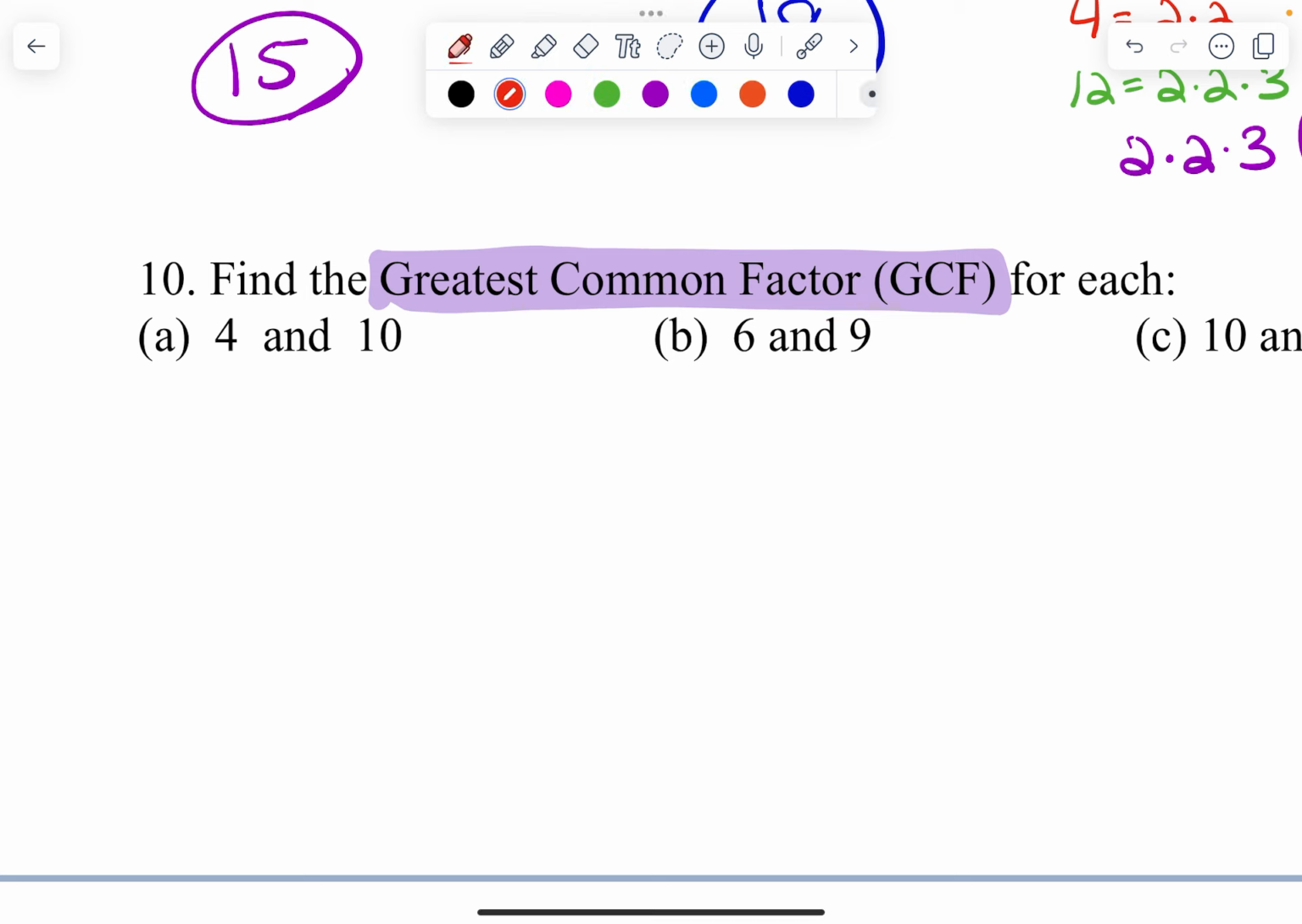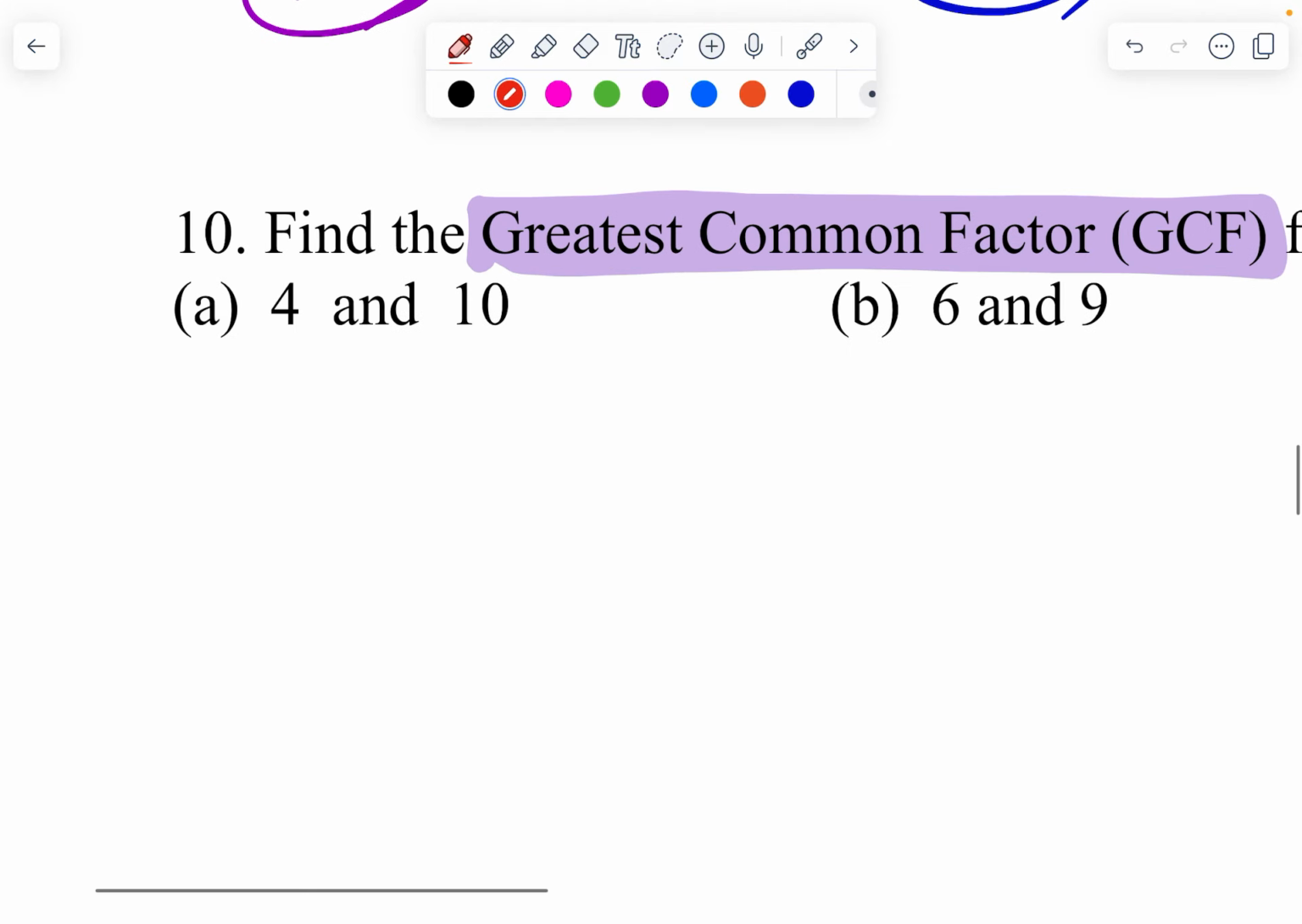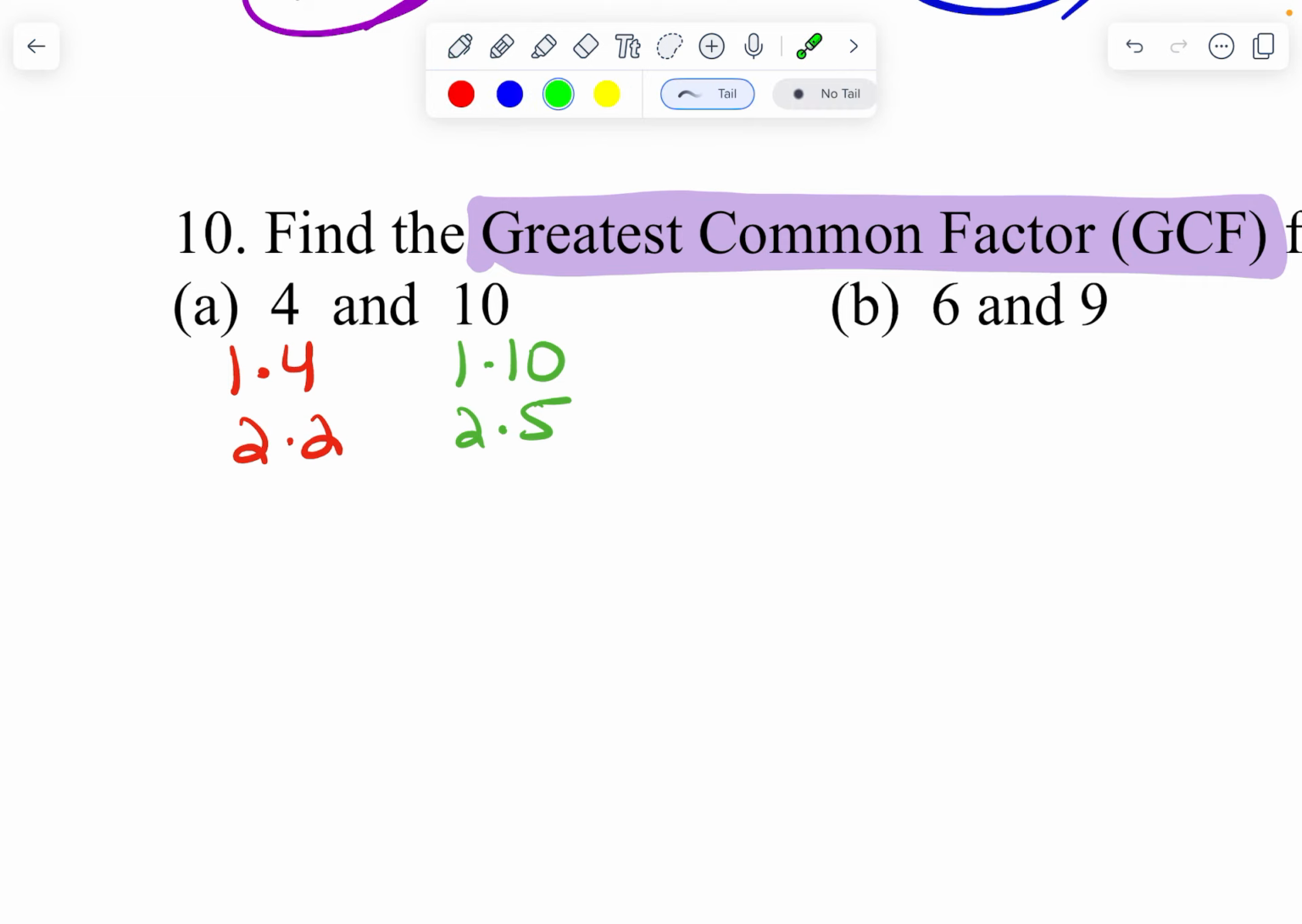So for the first one, for problem part A here, I'm going to list out the factors of 4. So 1 times 4 and 2 times 2. That's it. Nothing else is going to work. For 10, I've got 1 times 10, 2 times 5. Nothing else is going to work. For a greatest common factor, what I want is the largest number that shows up in both of those lists.